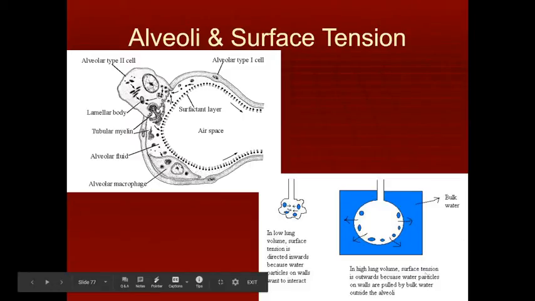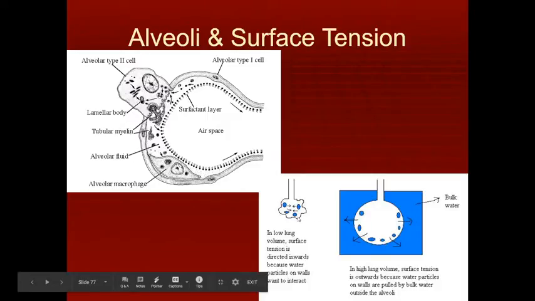In high lung volume, surface tension is outwards because the water particles on the walls are pulled towards the bulk water outside, right? So when we have tissue fluid, or we have fluid outside of the alveoli, the blood, whatever it would be, that water is attracted to what's on the outside.